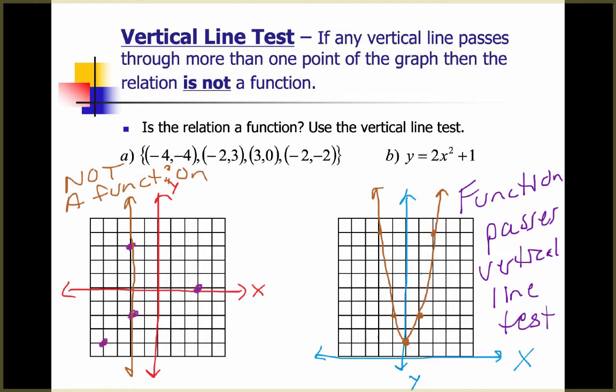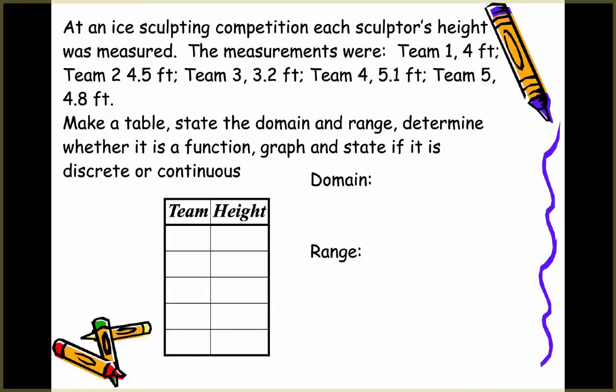This is another tool we use to see if we have a function. We talked about mappings already. We looked at tables. We looked at sets of ordered pairs, and then the vertical line test. Here it says at an ice sculpting competition, each sculptor's height was measured, and it gives the measurements where team 1 was 4 feet, team 2 was 4.5 feet, team 3 was 3.2 feet, team 4 was 5.1 feet, and team 5 was 4.8 feet. It says to make a table, then state the domain and range, determine whether it's a function, graph it, and state if it's a discrete or continuous function.